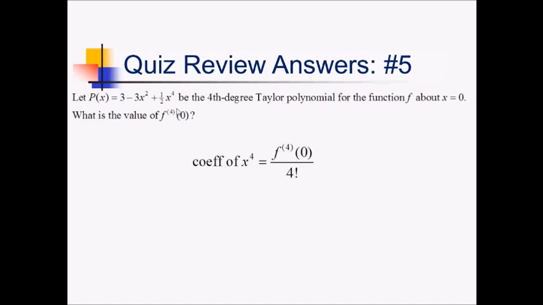Now in this specific series, the coefficient of x to the fourth happens to be 1/2. So we're going to set this equal to 1/2. Now to solve for the fourth derivative, all we have to do is multiply by 4 factorial. 4 factorial we know is really just 4 times 3 times 2 times 1. So that's 24 over 2, which gives us a value of 12.